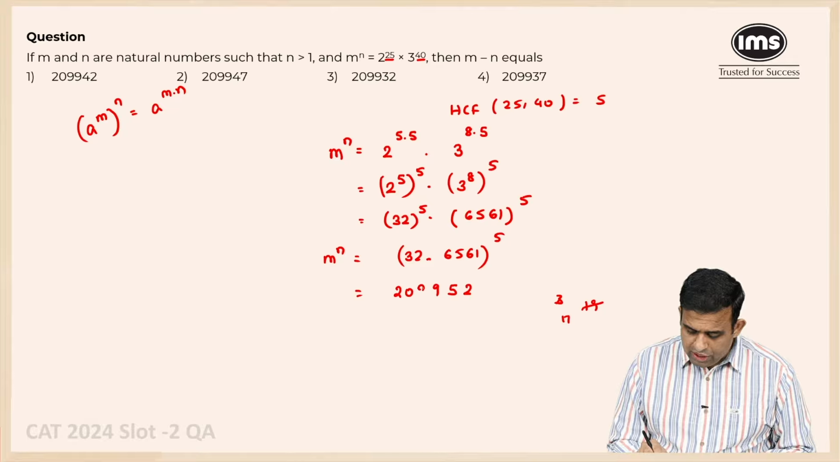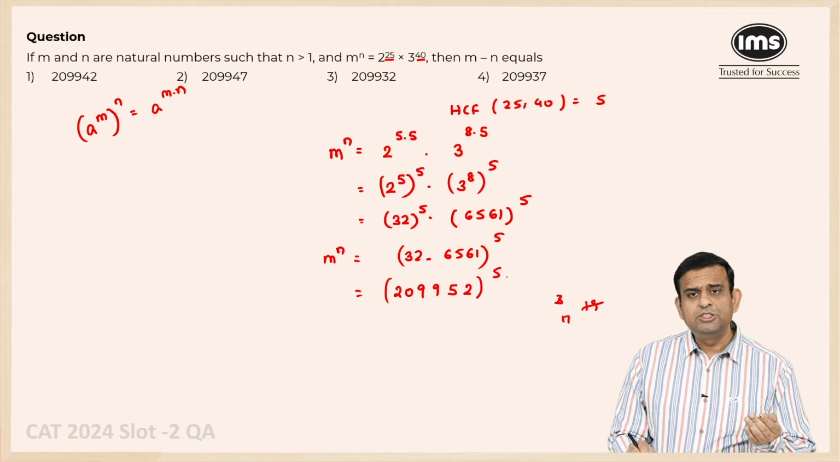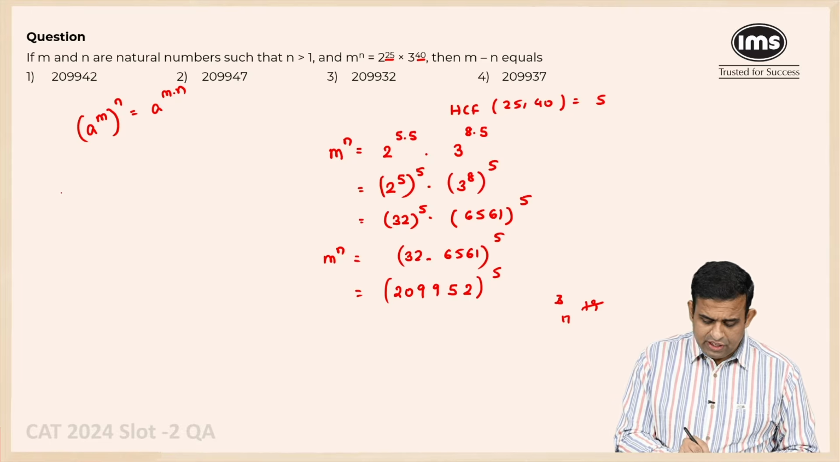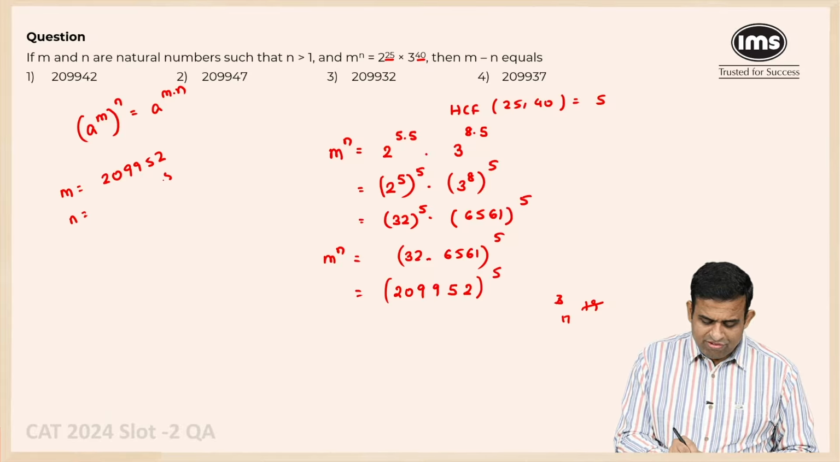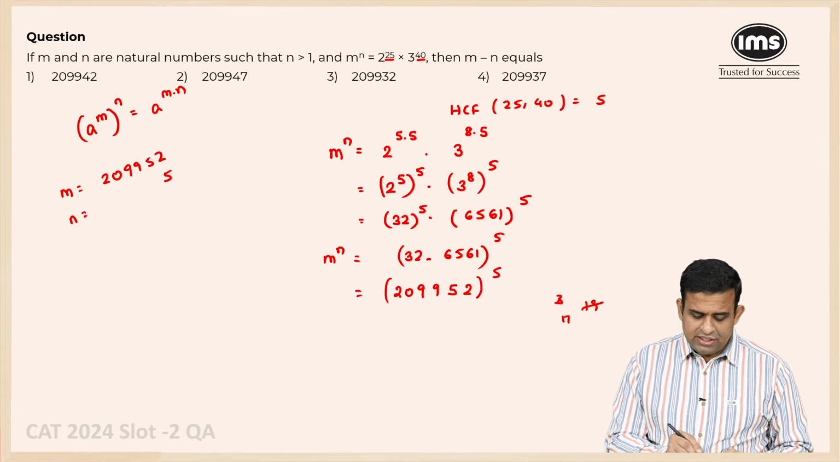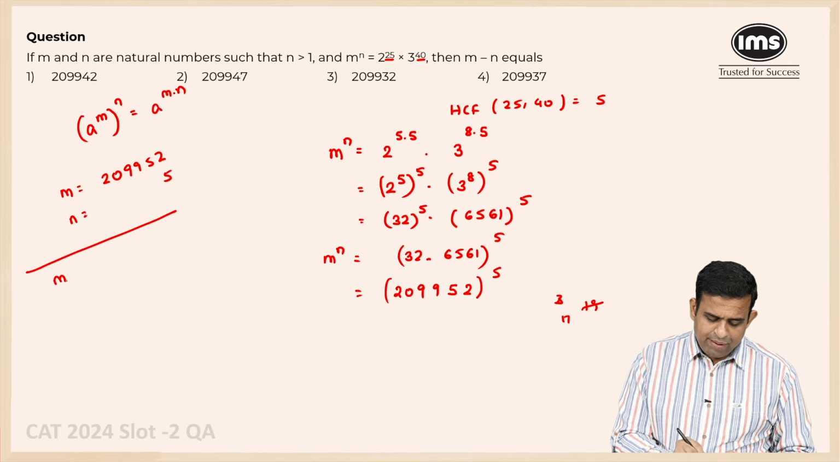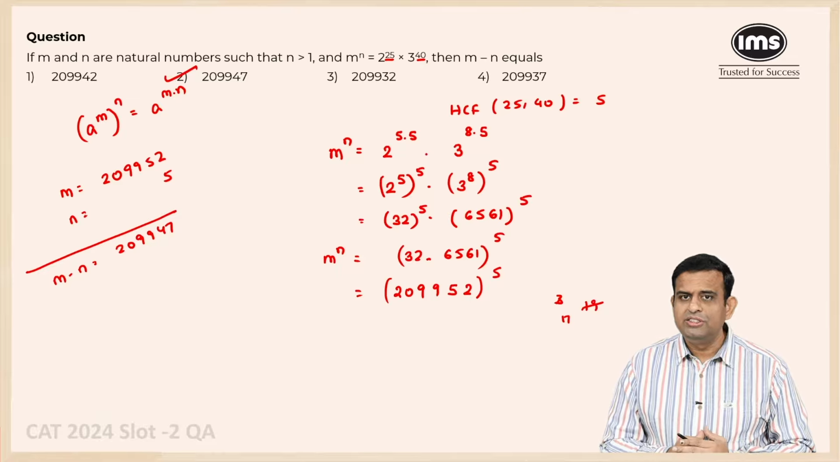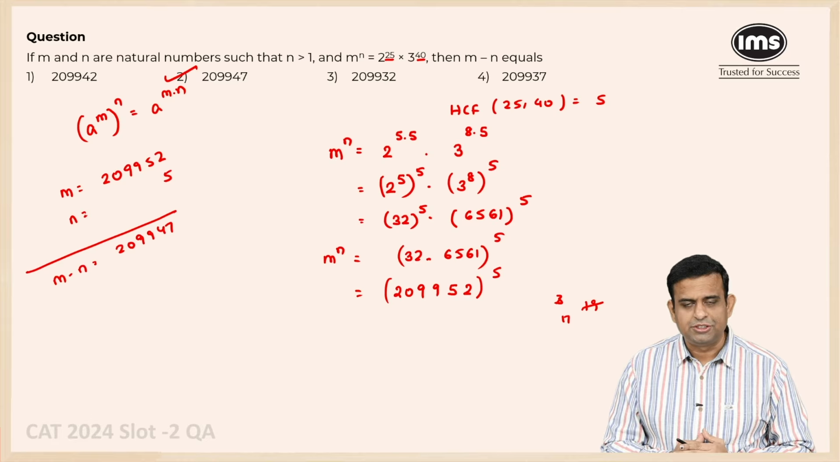So 209952 raised to 5. And since we know m is a positive integer which is more than 1, here m must be equal to 209952, n must be equal to 5, and if I subtract, I get m minus n equal to 209947. Hence, option number 2 is the required answer for this question.